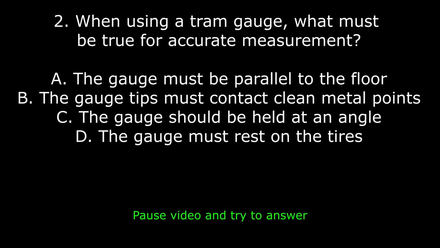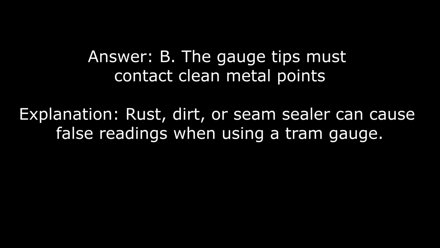2. When using a tram gauge, what must be true for accurate measurement? A. The gauge must be parallel to the floor. B. The gauge tips must contact clean metal points. C. The gauge should be held at an angle. D. The gauge must rest on the tires. Answer: B. The gauge tips must contact clean metal points. Explanation: rust, dirt, or seam sealer can cause false readings when using a tram gauge.